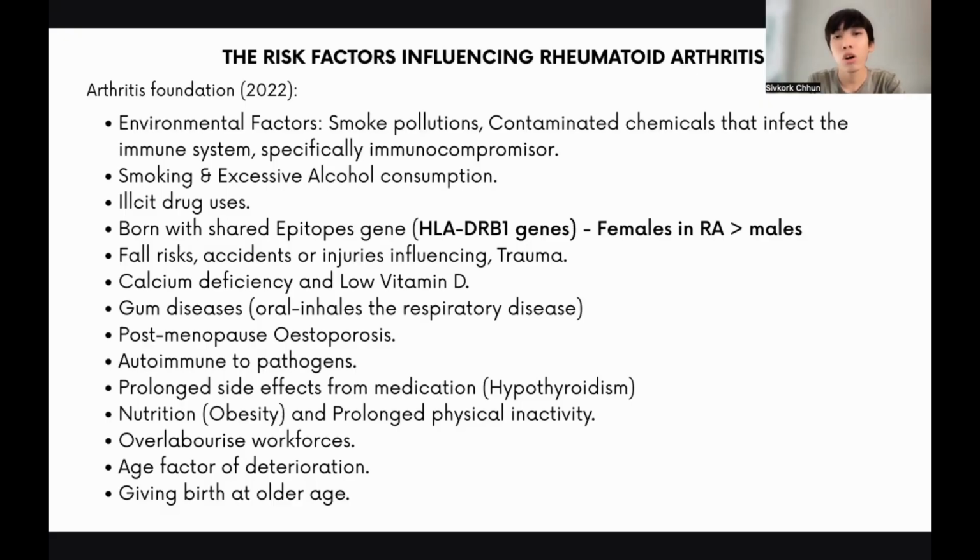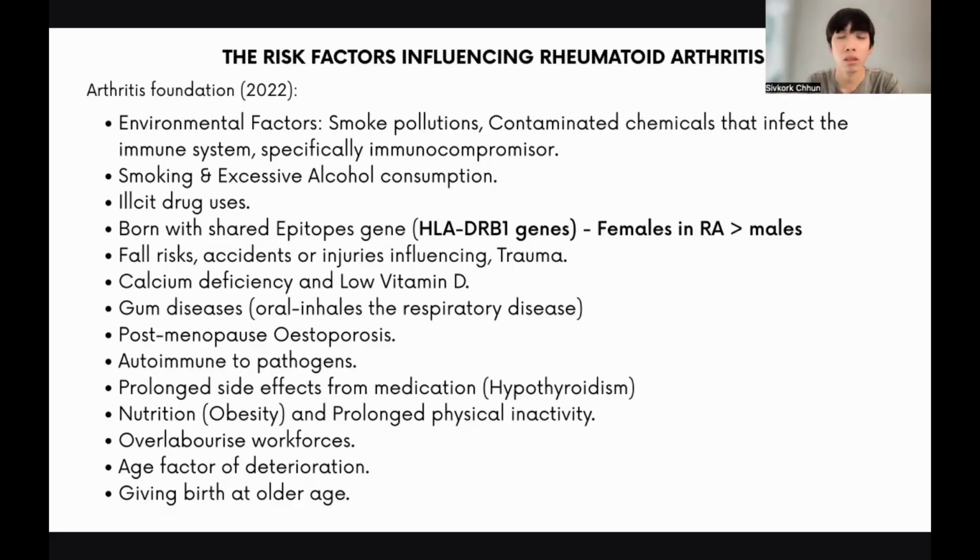Gum disease. Those with oral or inhaled respiratory disease, or bad breath, tend to have a poor immune system. That's when bacteria can invade, and that's when they develop gum disease. And prolonged oral disease will then contribute to rheumatoid arthritis development.